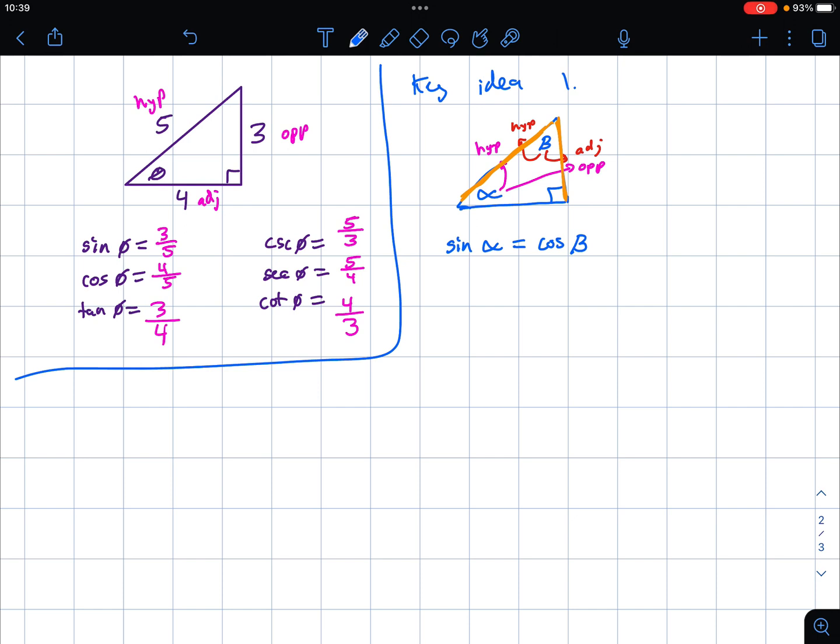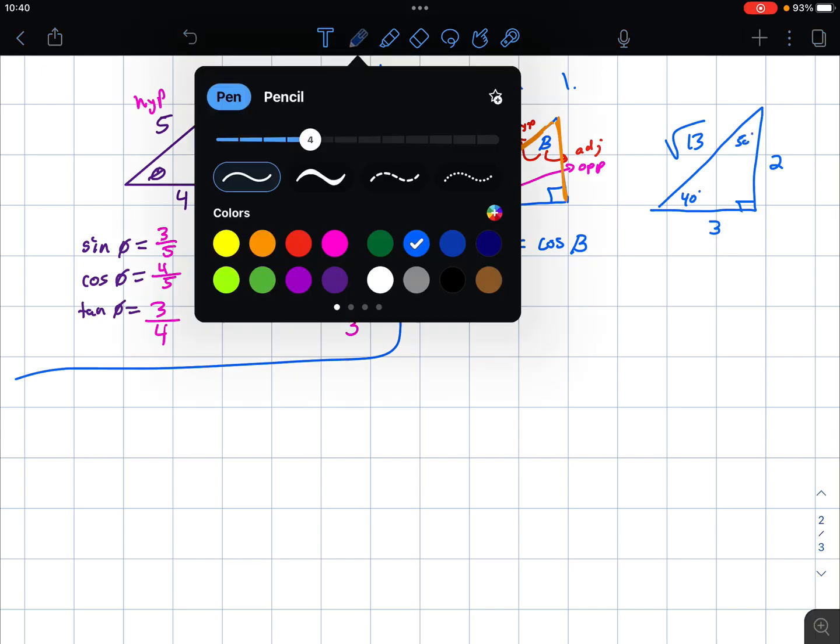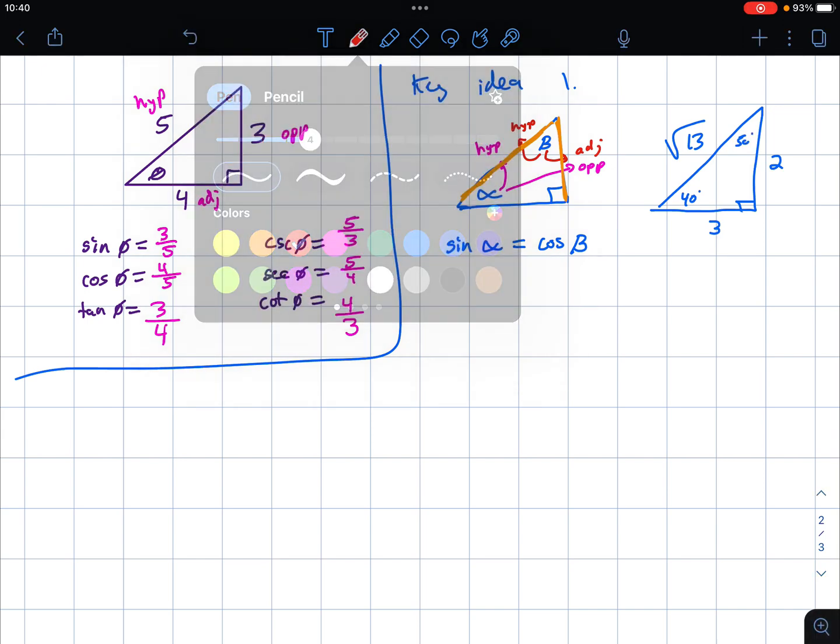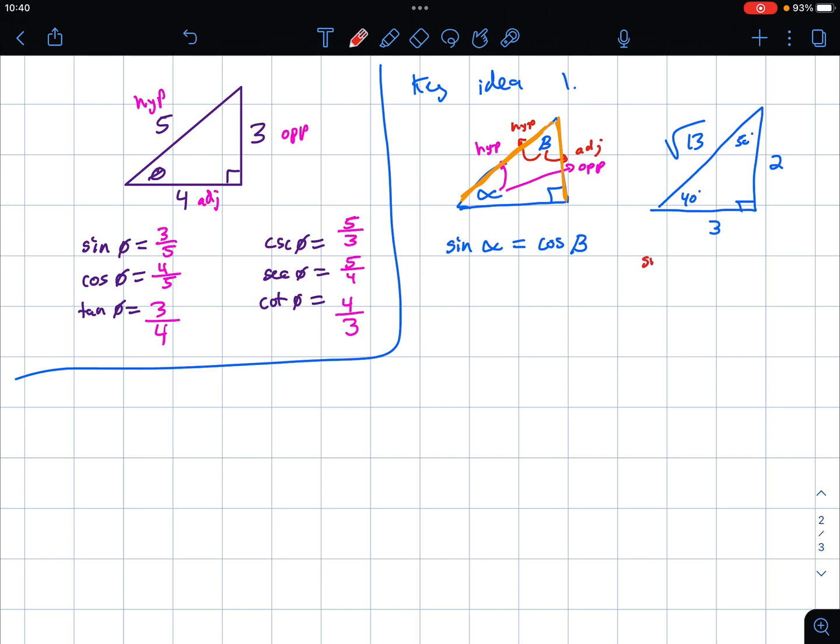And to see this happen with an actual triangle, let's make one up here, and let's say we have 2, 3, root 13 again. Let's call this 40 degrees and 50 degrees. Well, it would be true then that the sine of 40 degrees has to equal the cosine of 50 degrees. Again, this triangle is not real. I'm sort of imagining these angles and sides, but the idea is true.